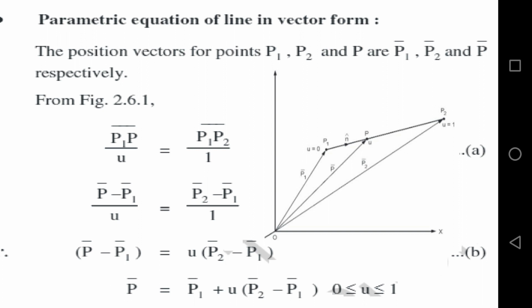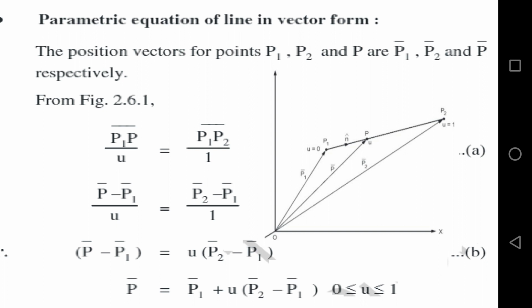Or I can write it down like this. P bar, that is the positional vector of the point P, minus the positional vector of the point P1, divided by U, where U minus 0, or just the end point U, is equal to the positional vector of the point P2 minus the positional vector of point P1, where the end point value of U is equal to 1. So P bar minus P1 bar, where this U goes onto that side, equals U times P2 bar minus P1 bar.